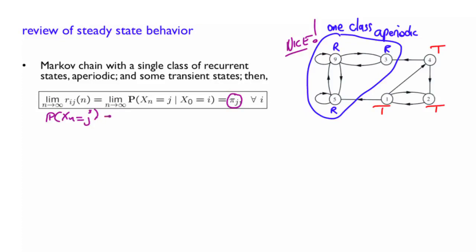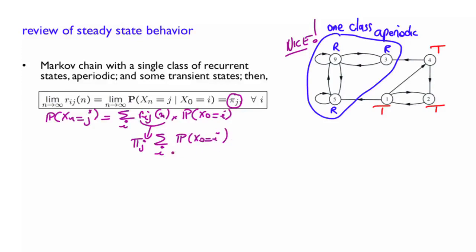Let's see how to do that. This is the summation over all i. So you condition on that state i, so it's r_ij(n) times the initial probability distribution of your choosing. Right? So this is the total probability theorem. Now in the limit, when n goes to infinity, this goes to pi of j, independent of i. So you can take this expression in the limit and take it out of the summation, and then you have the summation of the probability of X0 equals i. These are probabilities, so they sum to 1.